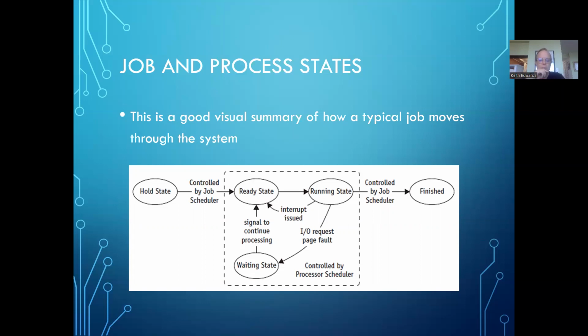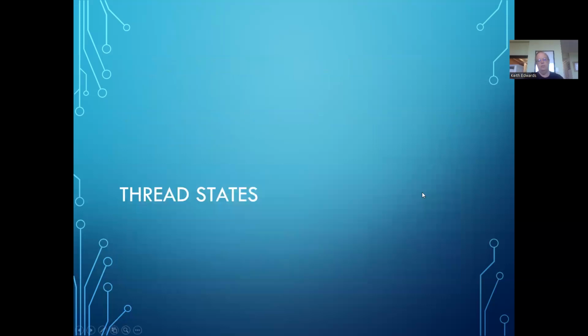If you have an interrupt issued, then it can go back to the ready state. IO request or a page fault, hey, we didn't get the right instructions. We have to fetch those from memory, which is kind of more of an IO thing than something that happens inside the processor. Then it goes into that waiting state. From waiting, once we finish up the input output we need to do, then we can go back to ready. And finally, we can go to the finished state.